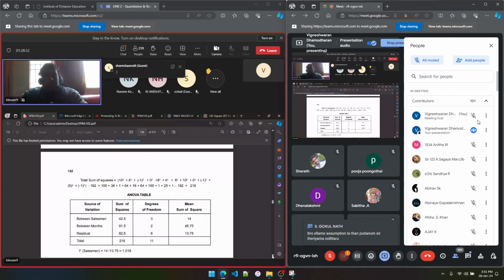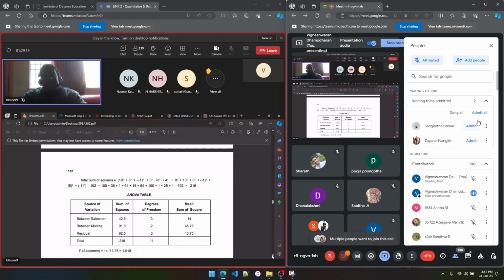Totally, the degree of freedom is 4 into 3, 12. 12 minus 1, 11. Of this 11, 3 is the degree of freedom between the salesmen, 2 is the degree of freedom between months, and the difference of 6 will be taken as the degree of freedom for residuals. Then, next, the mean sum of square.